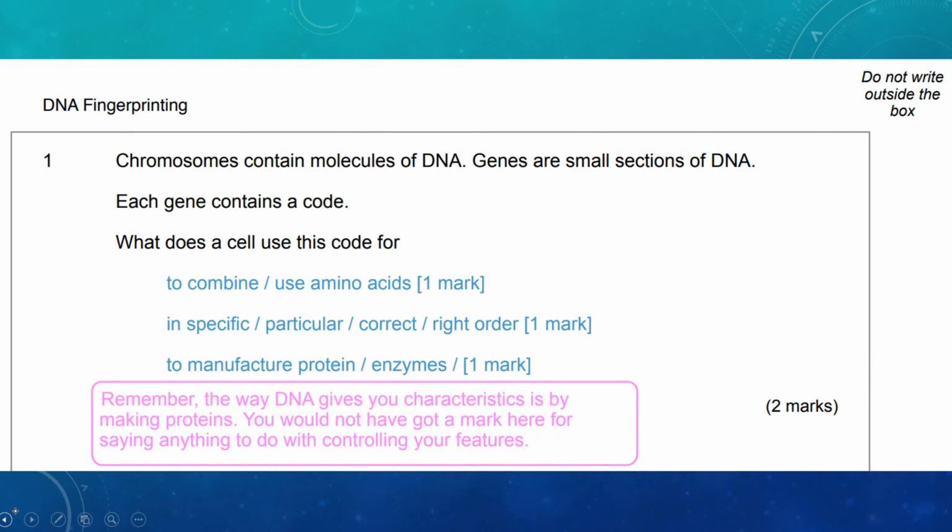So in terms of the first part of the question, there are two marks here and it says, what does a cell use this DNA code for? It's to combine or use amino acids for one mark in a particular order to manufacture proteins. So there are three kind of parts to this, but we're only expecting you to get two of them. Remember, the way DNA gives you characteristics is by making proteins. So you would not have got a mark here if you don't say anything to do with controlling your features.